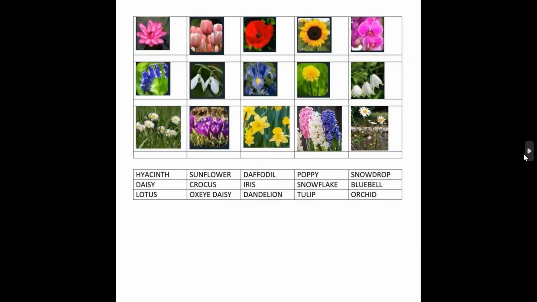All right, so let me know in the comments below how many correct answers you had. I mean, you could see that the snowdrop and snowflake also tricked me a little bit, but now we know the difference. So if you're ready, let's move on.